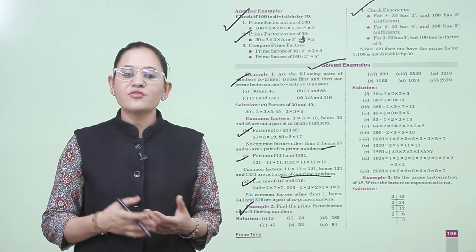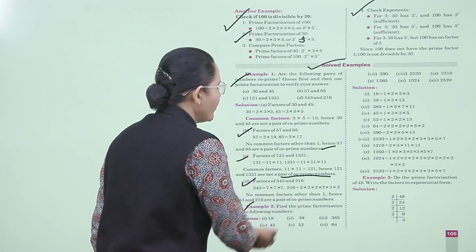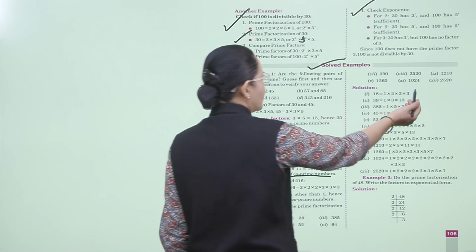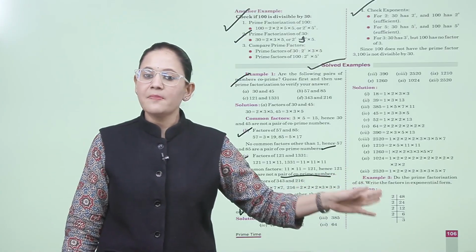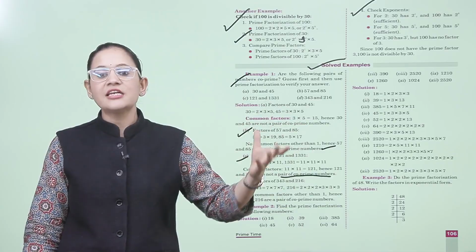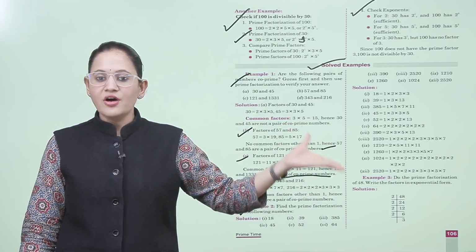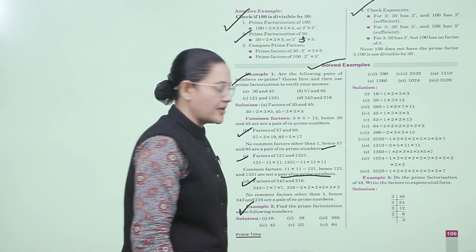Now, we'll take example 2. Find the prime factorization of the following numbers. For 18, that is 2 into 3 into 3. We divide the given number by the smallest possible prime numbers and write it as a product of prime numbers. That is the prime factorization. So, these are the prime factorizations of the given numbers.